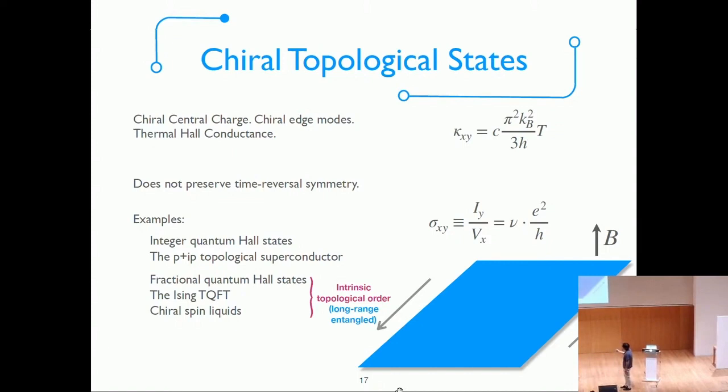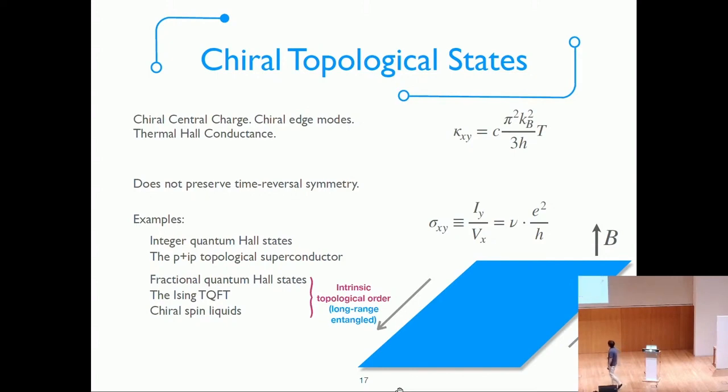In particular, the last three types of states are so-called intrinsic topological order. As we defined in the beginning, they are non-trivial states, long-range entangled. Intrinsic topological order can be defined by a ground state degeneracy when you put the state on a torus or high genus surface. It has quasi-particles carrying non-trivial fractional braiding statistics, and also non-trivial topological entanglement entropy. In contrast, the integer quantum Hall state and the p plus ip topological superconductor don't have intrinsic topological order. So we only say they are topological phases or topological states, but these three we call topological order.